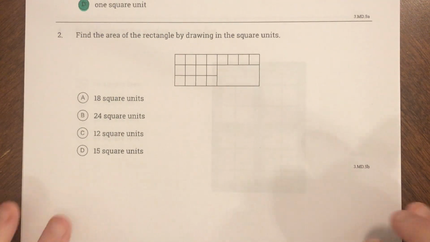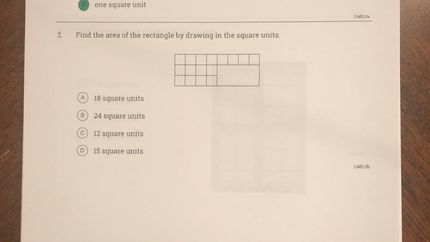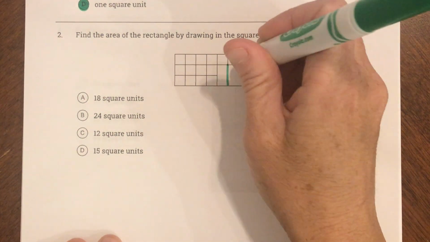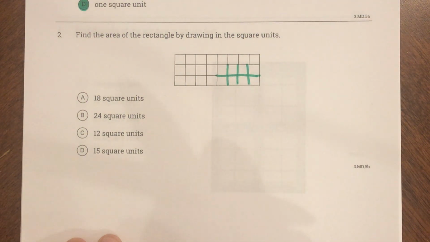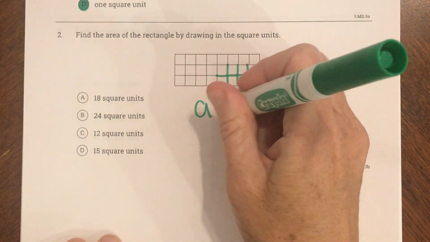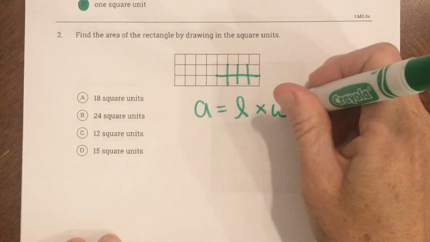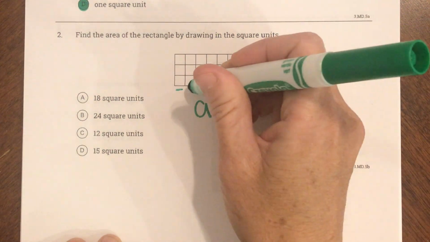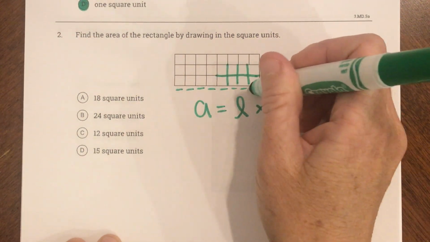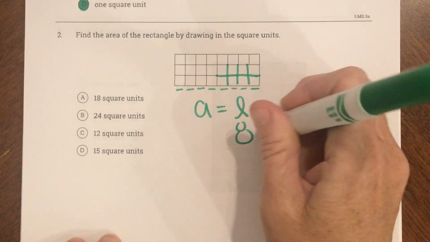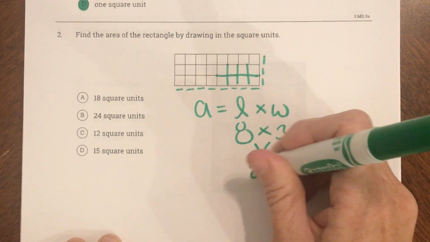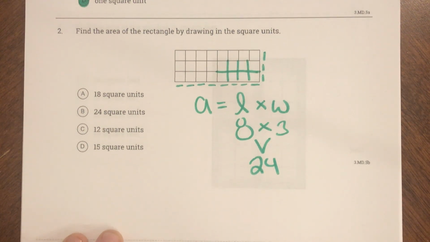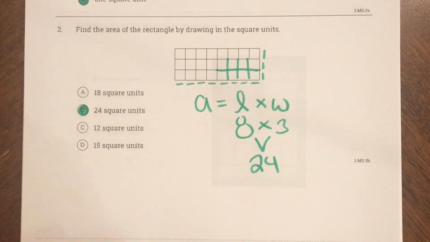Okay, our second problem says, find the area of the rectangle by drawing in the square units. So they want me to draw in the square units. Now I could do two strategies. I could just count them, or I could use my formula for area, which is length times width, and my length is my longer side. And if I count that, the length is 8. My width is my shorter side, which is 3, and 8 times 3 is 24. So my answer is B.